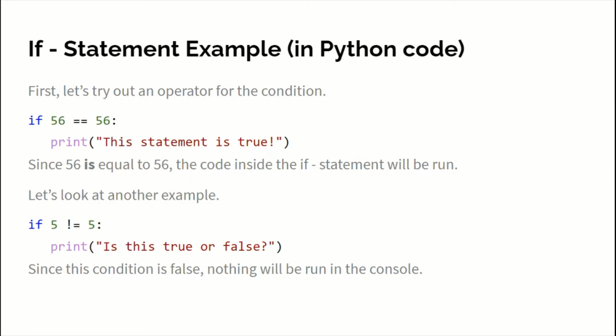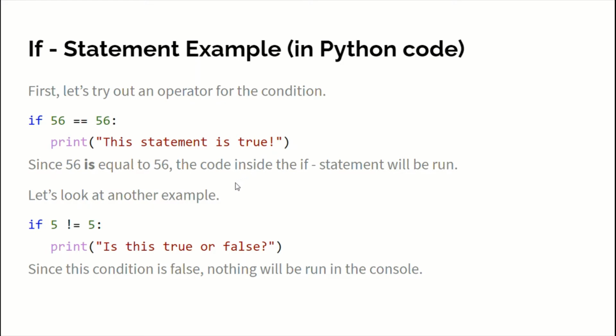Let's look at an if statement example in Python code. So first, for the condition, let's try out an operator to make it a little easier. So here we have our keyword, if. And then here's our operator condition, 56 is equal to 56. Then we need our colon. After our colon, when we press enter, it'll automatically indent. And there you can type in your code. So here I just put a simple print statement that says this statement is true. So for this if statement, since 56 is equal to 56, the code inside the if statement will be run. So in the console, this statement is true will be printed.